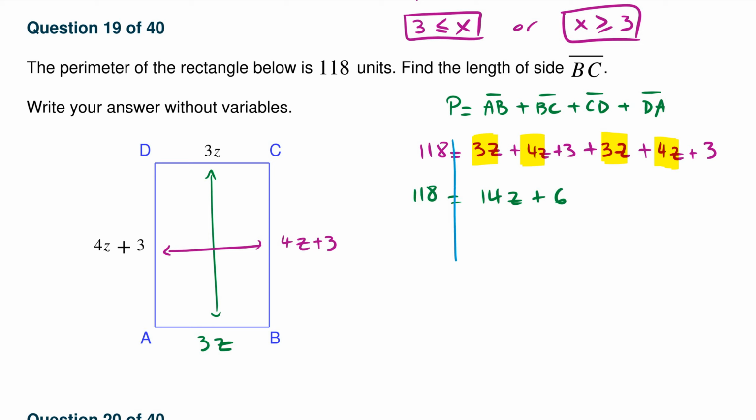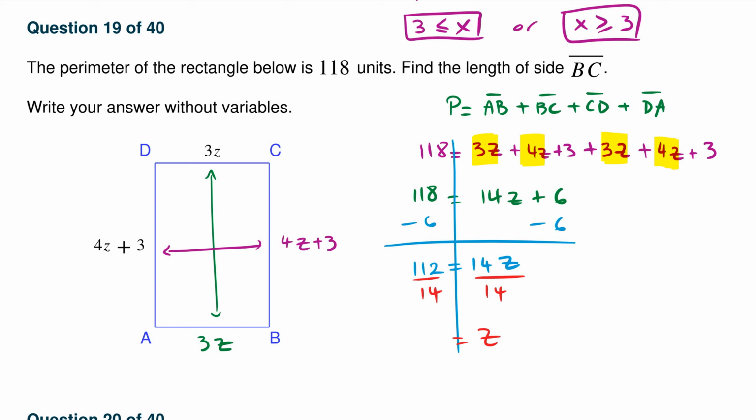And we continue to solve for z. Subtract 6 on both sides. That will give us 112 equal to 14z. Then we divide by 14 on both sides. So z equals 112 divided by 14. I need a calculator. So the answer is 8, z equal to 8.